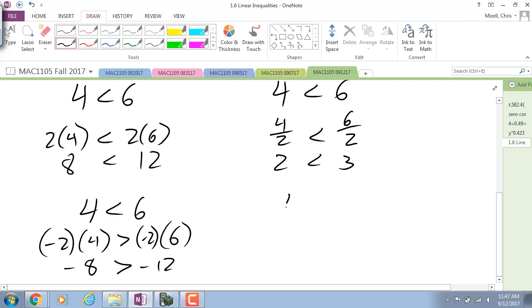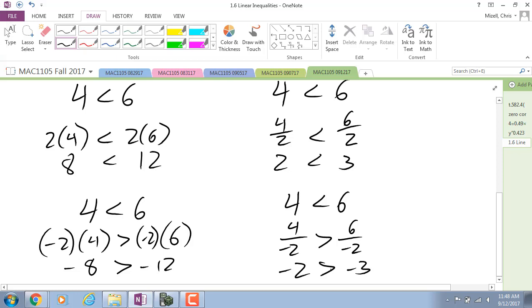And if we had 4 is less than 6 and we want to divide both sides, let's say, by negative 2, we still switch it right at the moment when we do the division. So negative 2 is greater than negative 3. So keep that in mind. Solving a linear inequality follows the same steps as solving a linear equation. It's just a matter of, when we come up with the inequality as our final answer, how do we use interval notation to express the solution set?